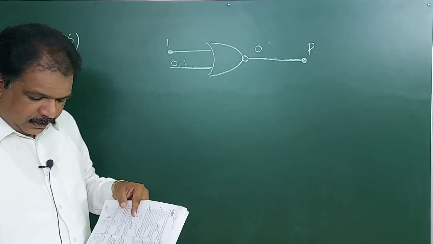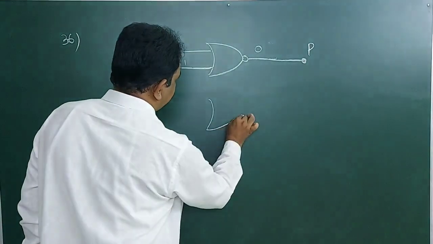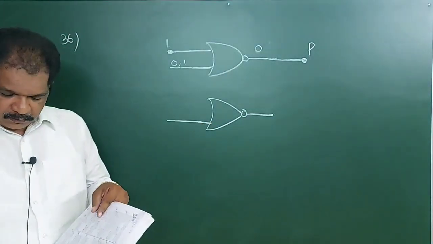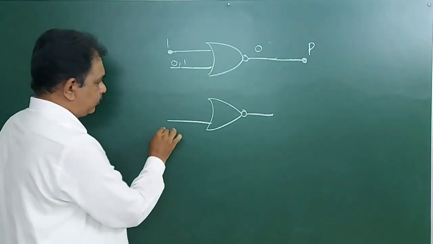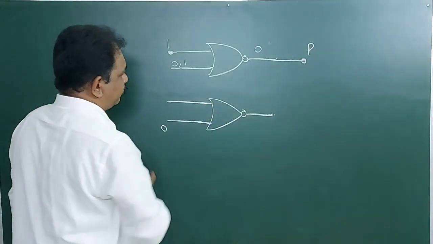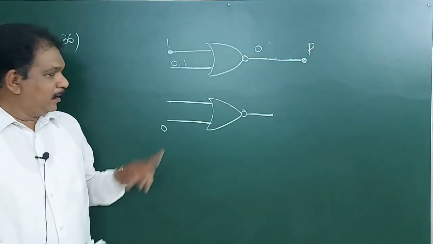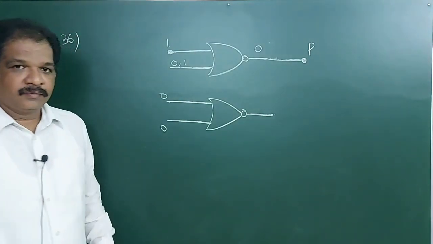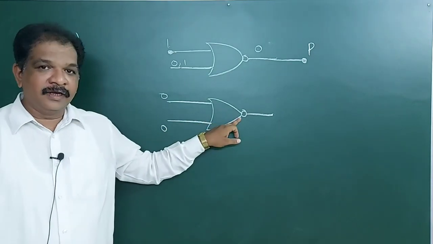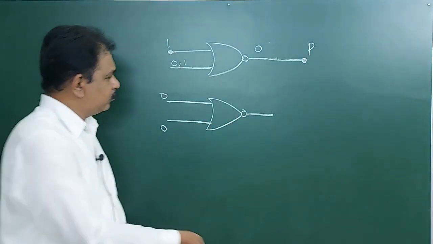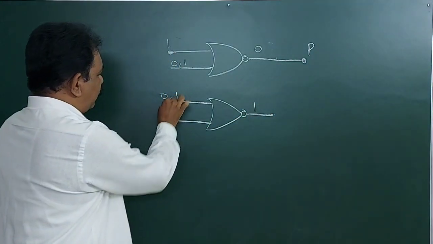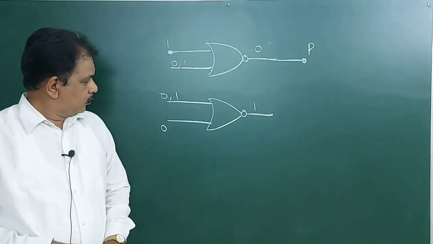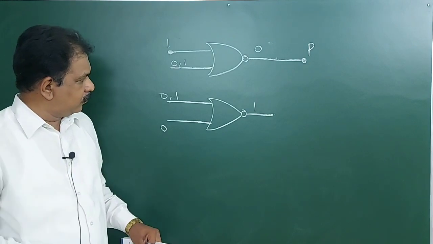Here one more NOR gate is there. This is also a NOR gate. One input will be 0. Here the other input may be 0, it may be 1. If it is 0, then 0, 0, the OR gate gives 0, and the NOR gate gives 1. If it is 1, 0, the OR gate gives 1. So 0, 0 will give 0, and reversed it will be 1.